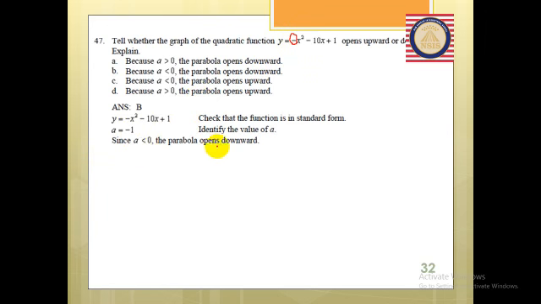then the parabola opens downward. The parabola opens downward. Okay? So a smaller than 0 and the parabola opens downward, which is B. Okay? So if the a is positive, so it's greater than 0, it opens upward. Here it's negative, then it's smaller than 0, so it opens downward. Okay.